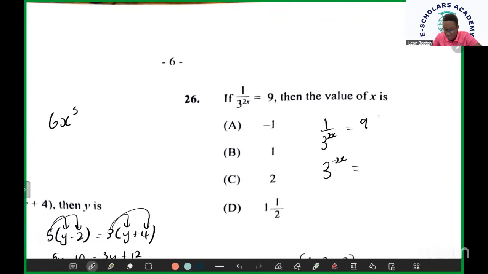We want to turn this 9 into a power with the base being 3. So we know 9 can be represented as 3 raised to the second power. So the bases are the same, and now we can equate the exponents. So we can say -2x is equal to 2. Hence x would be equal to 2 divided by -2. X is equal to -1, which is A.